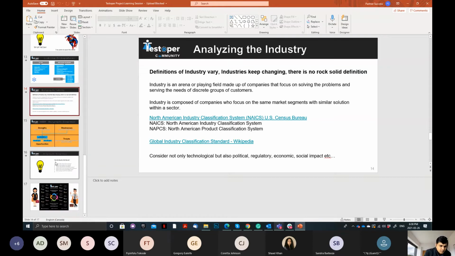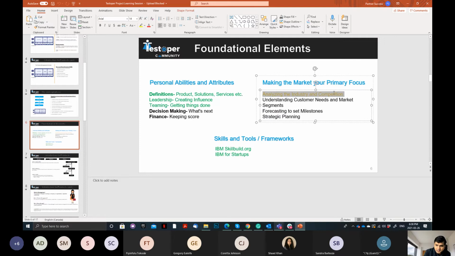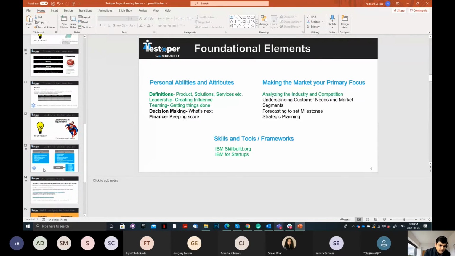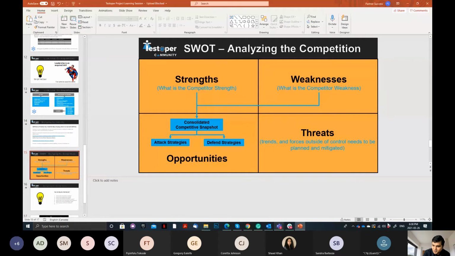Okay, perfect. So that's analyzing the industry. If you go back and look at the topic that we wanted to cover, and make this amber color into the green color, it is analyzing the industry and competition. We talked about industry in our last session. Now let's talk about competition. Sandra, you're going to love this, because what you mentioned, SWOT, is what I'm going to talk about here.